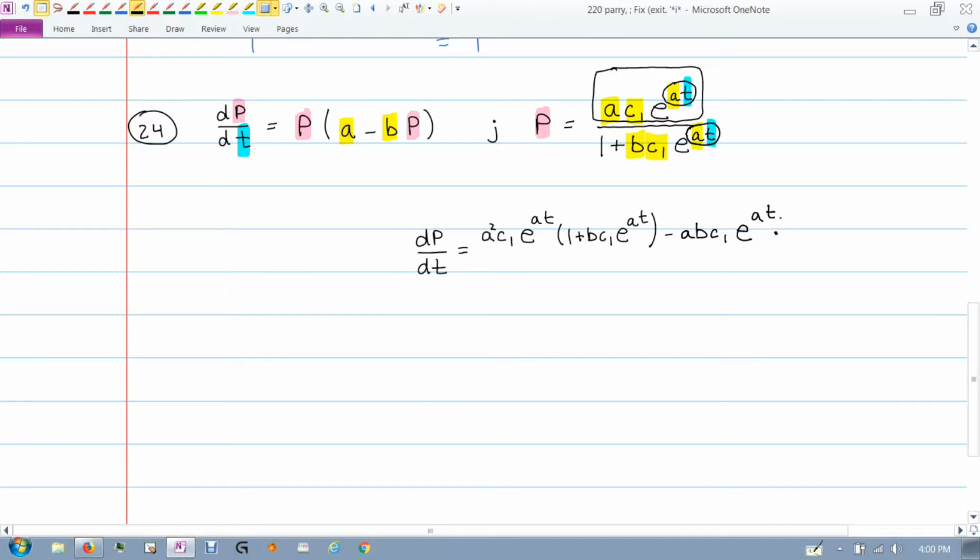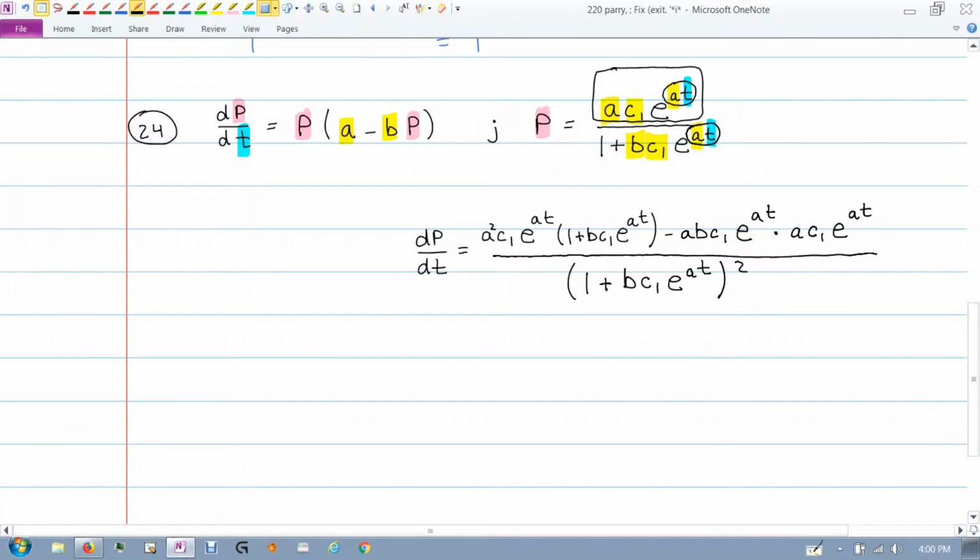Now I multiply that times the top. a c sub 1 e to the at. That's finishing off the top part of the quotient rule. And then all over the bottom squared. 1 plus b c sub 1 e to the at, all of that quantity squared. What a disaster looking derivative. But I'm really hoping that things are going to clean up here. I really do hope. And I think I see some things that might happen here.